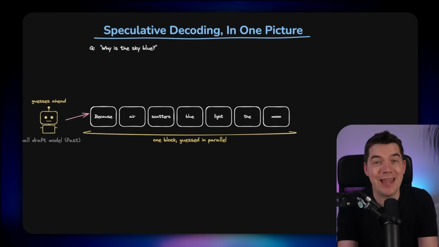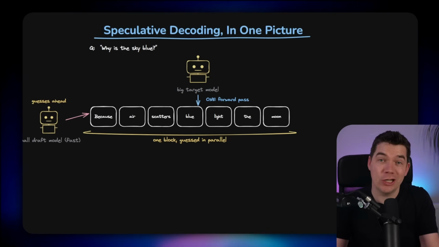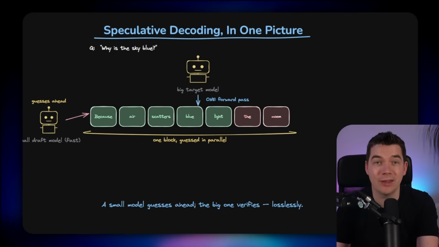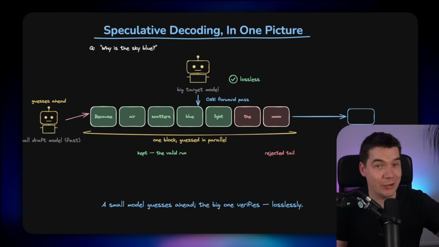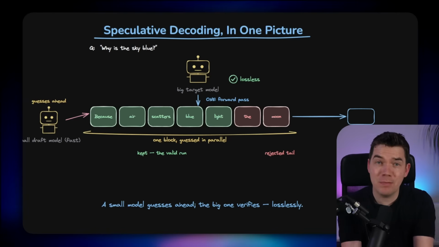So guess the next handful of tokens in a fraction of the time. Then the big model takes that whole guessed block and checks it in a single pass, one haul of the weights, keeping the longest run of tokens it agrees with, and bins the rest. So on this question here, why is the sky blue? It keeps the part it's happy with, which is because air scatters blue light, but it bins the little tail it isn't happy with, which is the moon. And because the big model still signs off on every single token, the output is mathematically identical to what the model would have produced on its own.